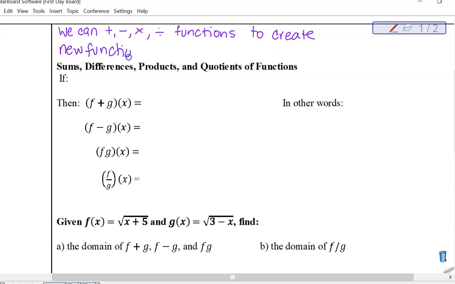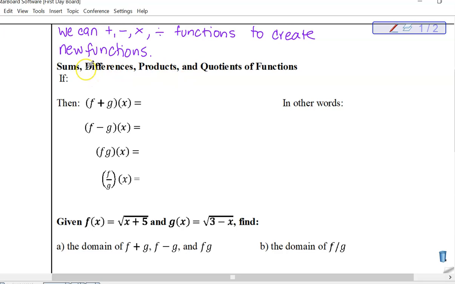Stuff we already know. Now I'm just going to ask you to think about what type of functions you can create and where can you create these functions? Where will they graph? So here's the conditional statement. So we have sums, difference, products, and quotients of functions.